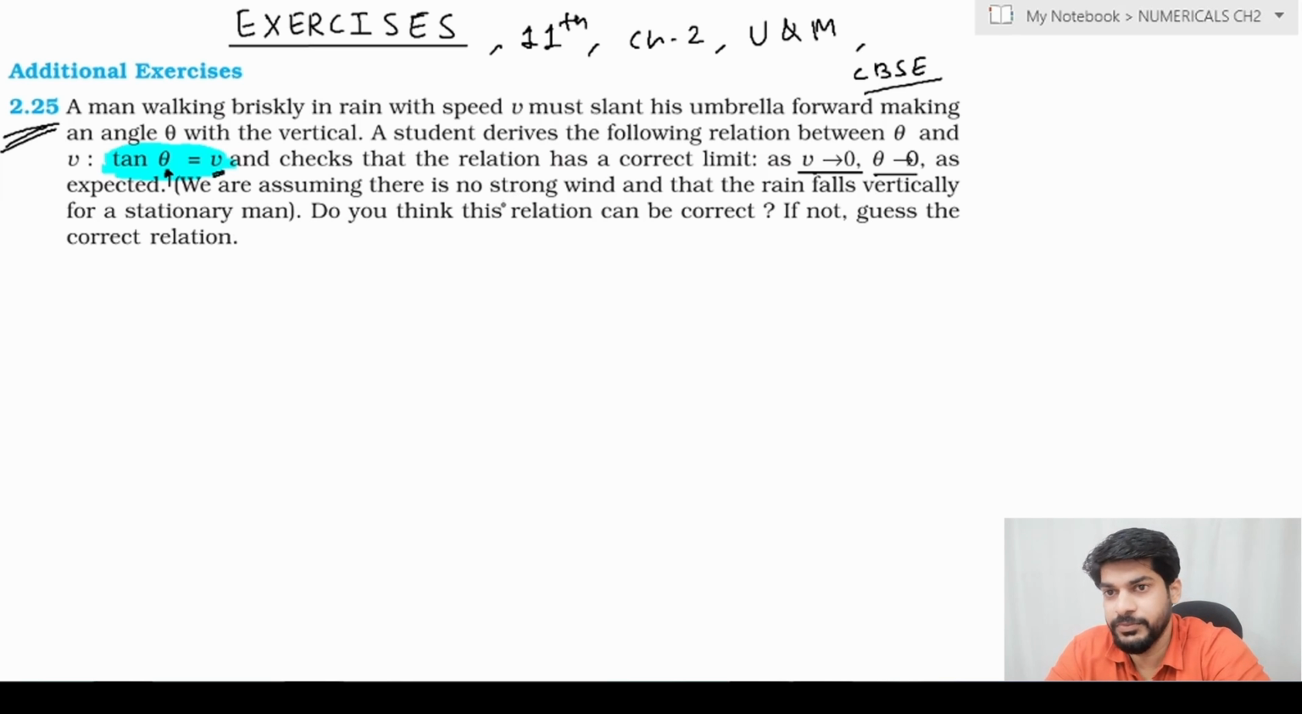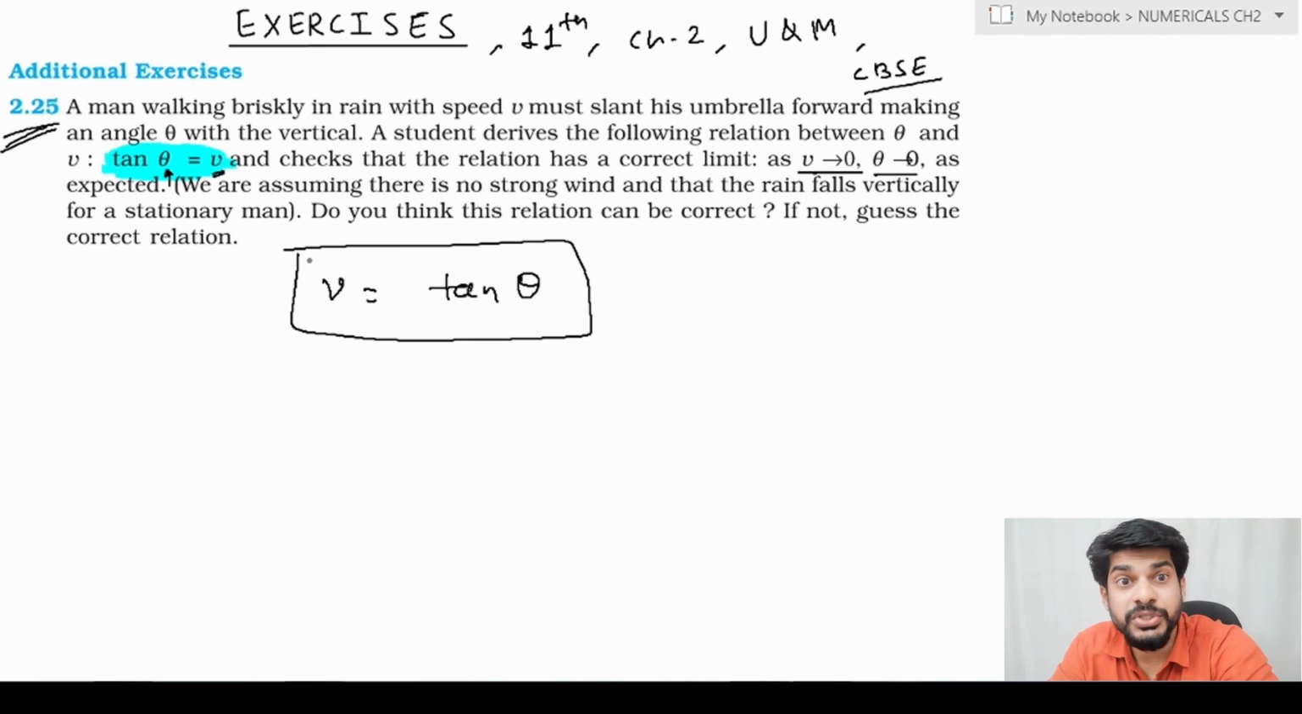Do you think this relation can be correct? If not, guess the correct relation. See here, the relation is given like this: v is equal to tan theta, or tan theta is equal to v, whatever. Now the question is whether this equation is correct or not. If we consider the limits given over here, according to these limits, the equation is perfect.